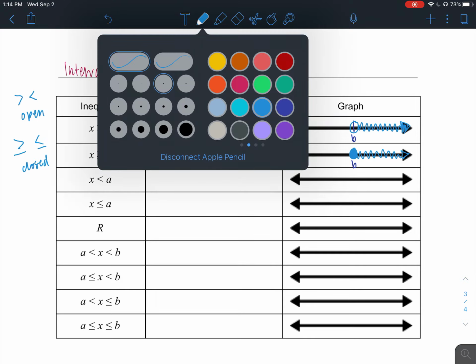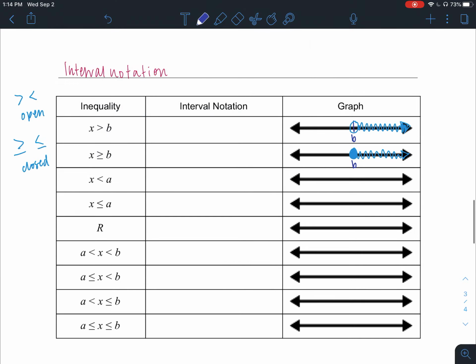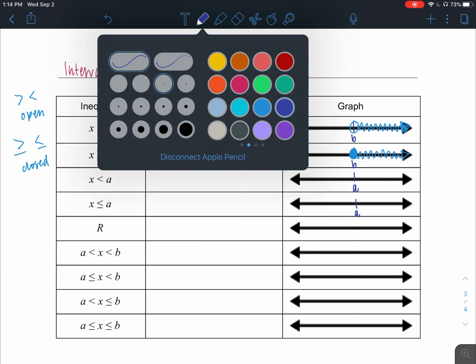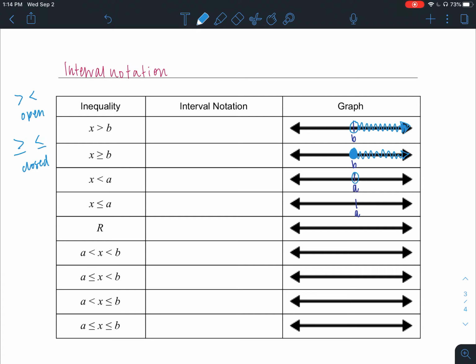A is the same thing, just the opposite direction. So x is less than a is going to be a with an open circle and an arrow going to the left. And then a closed circle going to the left for x is less than or equal to a. All real numbers, that's going to be the whole line.